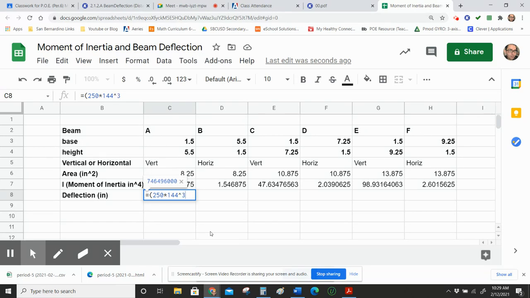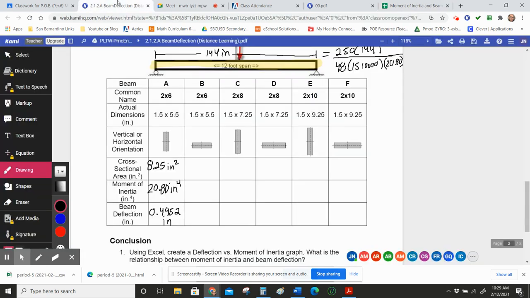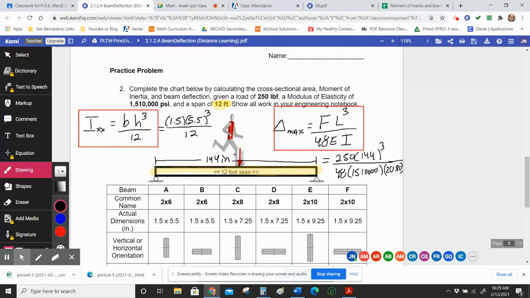Now be careful with this because parentheses do matter. So I'm going to put two parentheses to open it, and I'm going to have this number here, which is the top, the numerator of the fraction, and then I'm going to divide this by 48 times E I. So I'm going to put another parentheses, 48 multiplied by E, which is the modulus of elasticity. For this problem, the modulus of elasticity was 1,510,000.